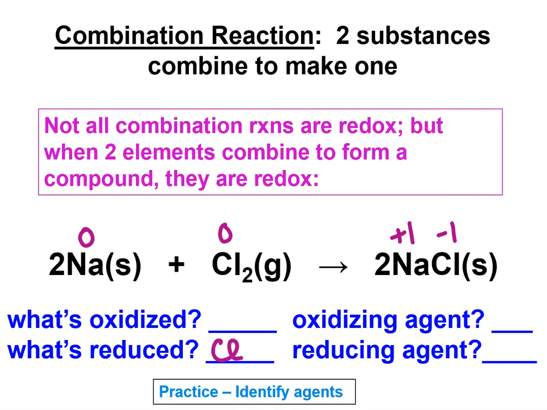So it's the chlorine that is being reduced, and that automatically means that the sodium must be oxidized, but I can check, and yes, surely sodium's oxidation number goes from 0 to +1, so sodium is being oxidized. Okay, and then we ask, what is the oxidizing agent? Well, the oxidizing agent is what is causing the sodium to be oxidized. So it's the chlorine, and then the reducing agent is the sodium. So these always will come out opposite of each other.